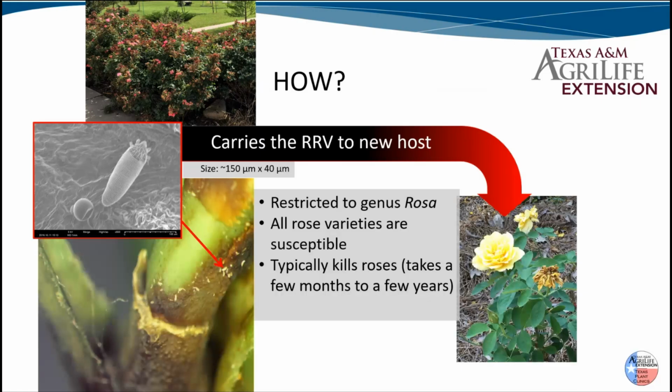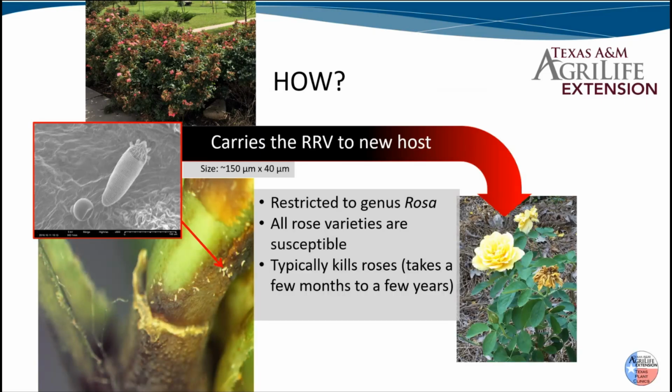Current knowledge: the vector of the virus is an eriophyid mite, a microscopic mite, Phyllocoptes fructiphilus. As far as we know, the virus is restricted to the genus Rosa, where it does damage. As far as we know, all rose varieties are susceptible. Doesn't mean, in other words, they're not immune. Is there resistance? Very likely there are some levels.